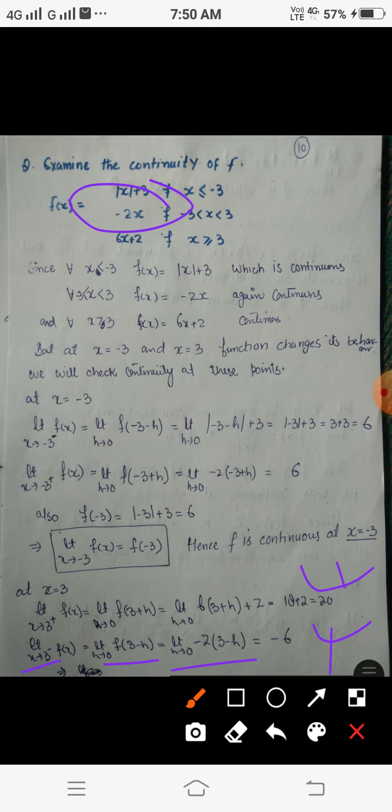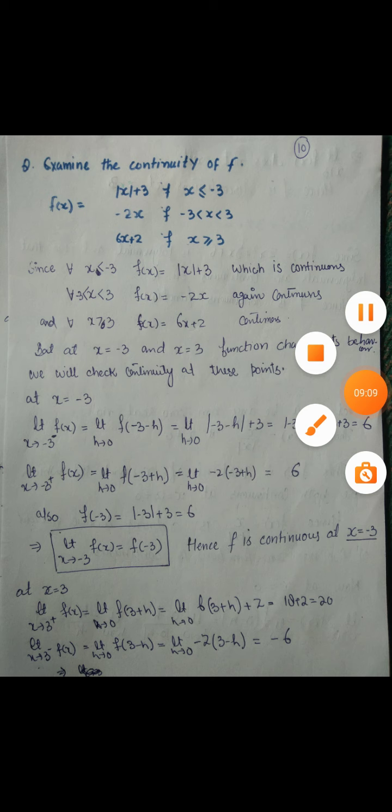Hence the limit of this function does not exist, so we can simply say that this point is the point of discontinuity of this function. So we have only one point of discontinuity of this function, that is x equals to 3, or in other words we can say that this function is continuous at each and every point of R except x equals to 3. So thank you.